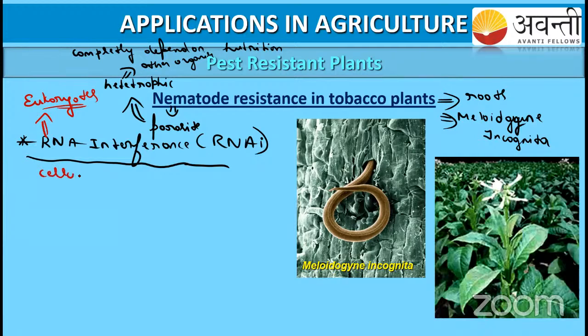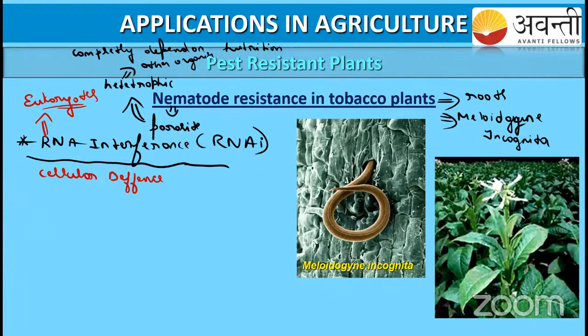It is a type of cellular defense. What is the cellular defense? Whenever some foreign particle or foreign RNA or DNA is ingested into our cell, there are some immune proteins in our cell, and they are going to digest that foreign material. So that is the thing we will do in RNA interference.